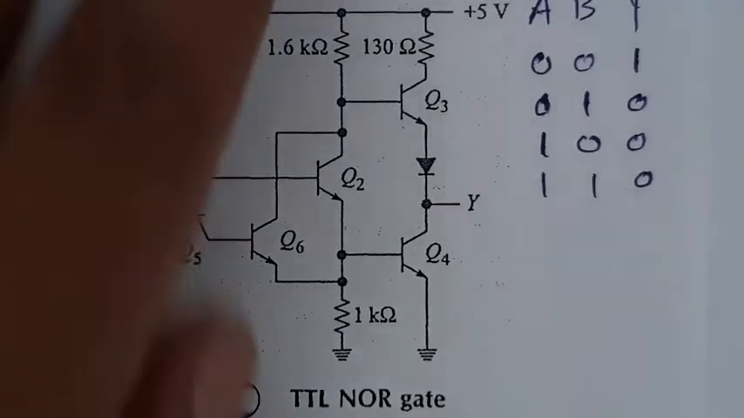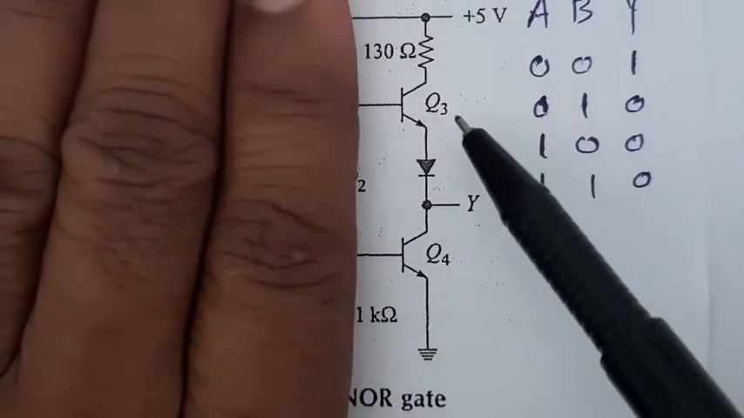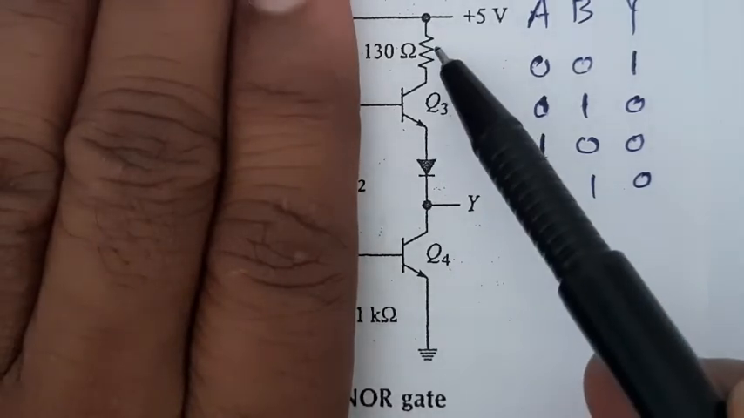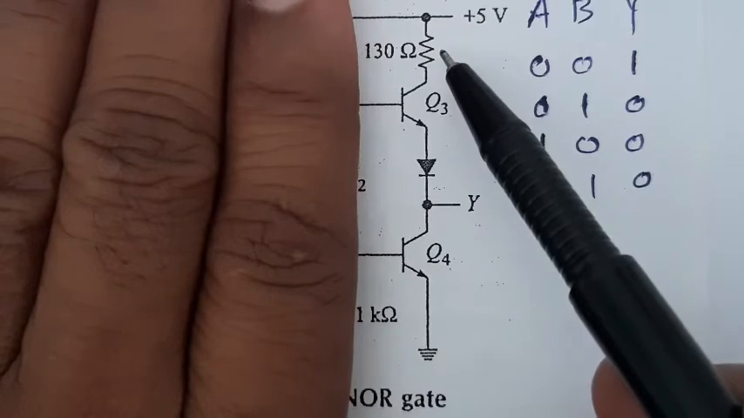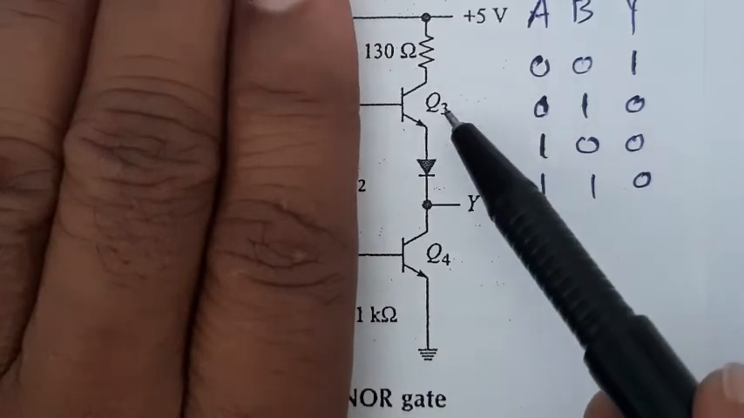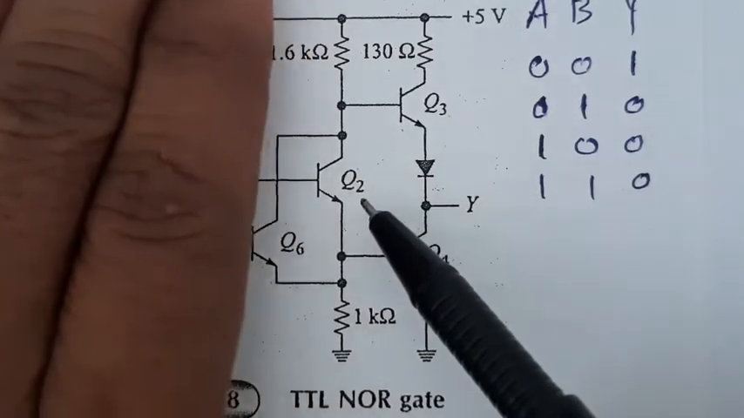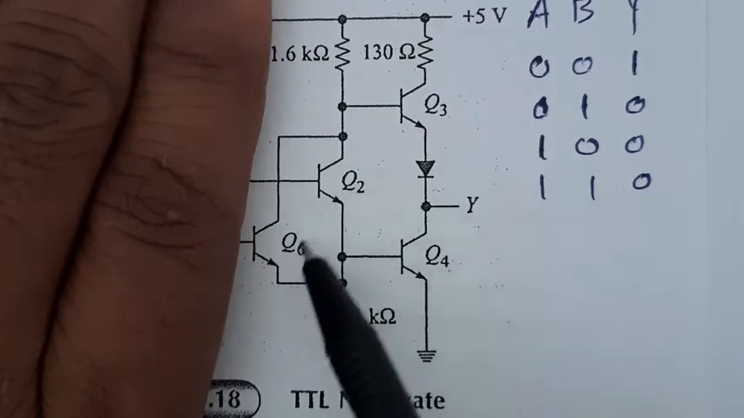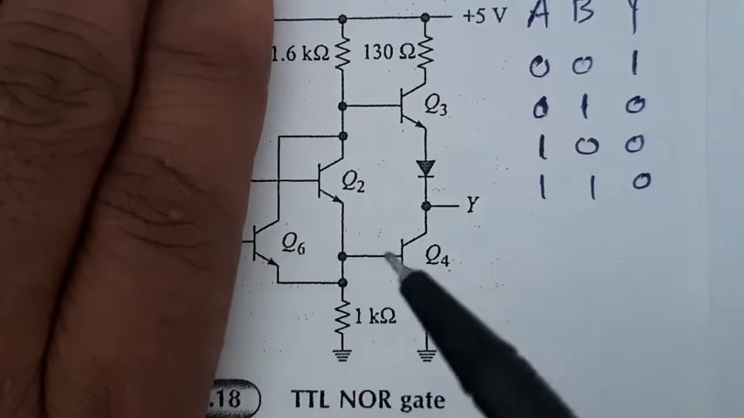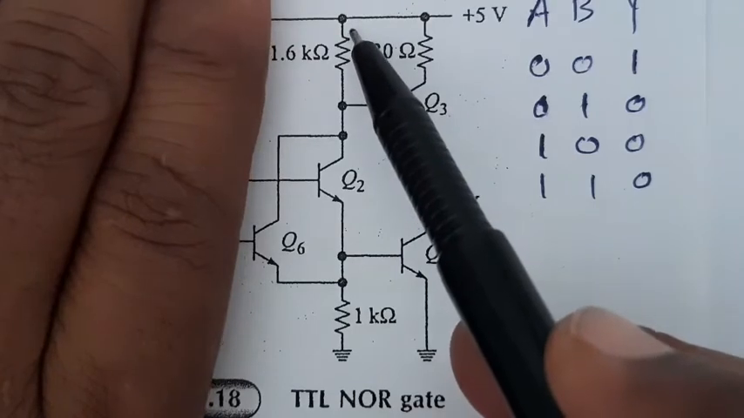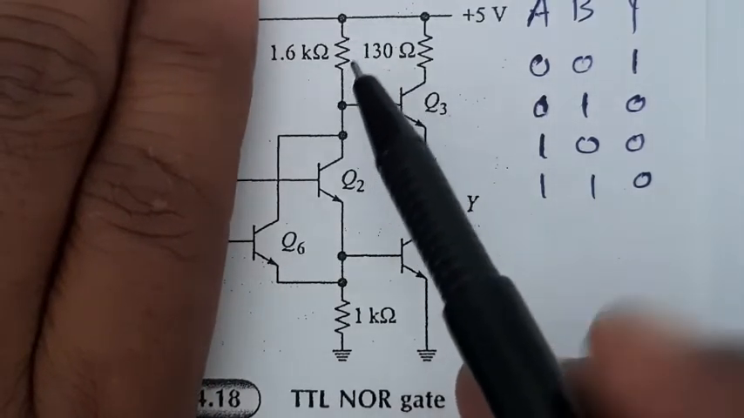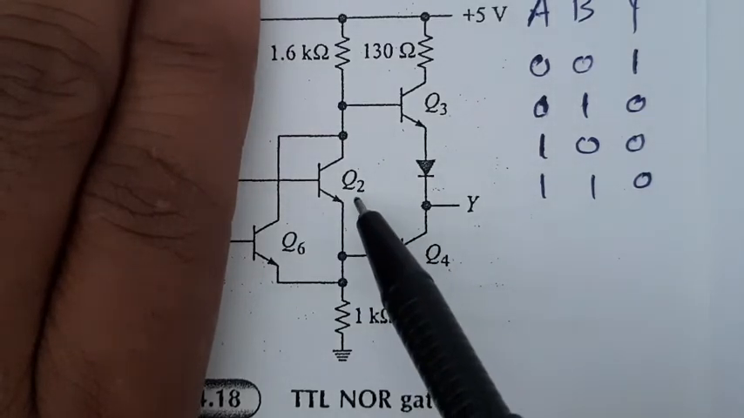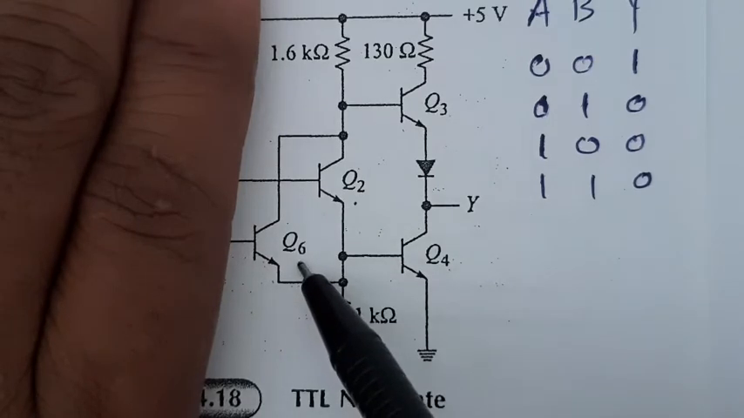The interesting thing is that the totem pole arrangement is as it is. It is made up of transistors Q3 and Q4 and diode D1, with a resistance of, say, 130 ohm. Now instead of driving this totem pole arrangement by Q2 only, it is driven by two transistors which are in parallel to each other. Either the current from the resistance of 1.6 kilo ohm will be provided to the base of transistor Q4 through Q2 or through Q6.